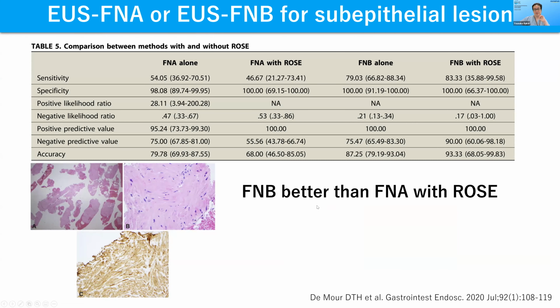And these are subepithelial lesions. If you choose an FNA needle, again, sometimes we need this kind of immunohistochemical staining. The sensitivity of FNA was about 50%, but if you choose FNB needles, it's about 80%. So we should choose FNB needles.